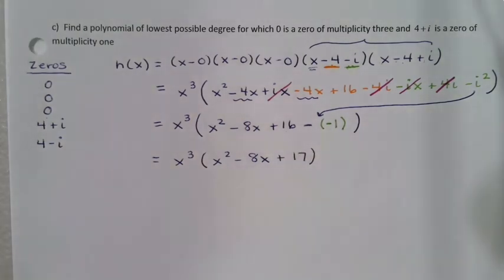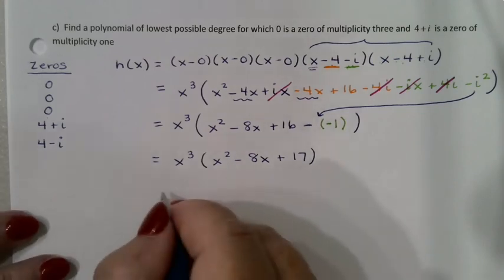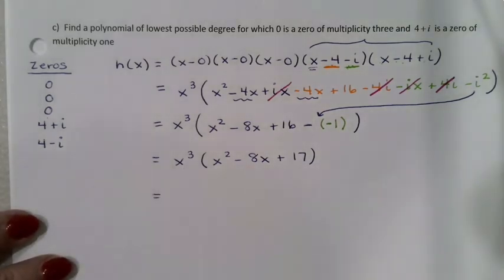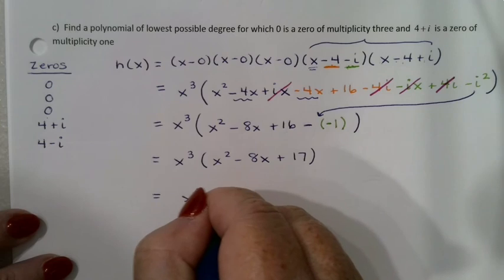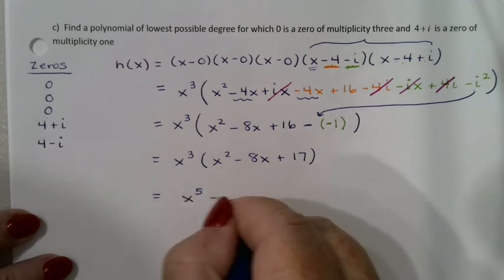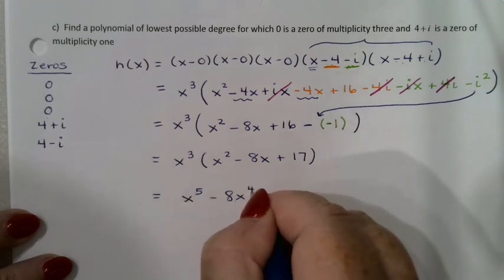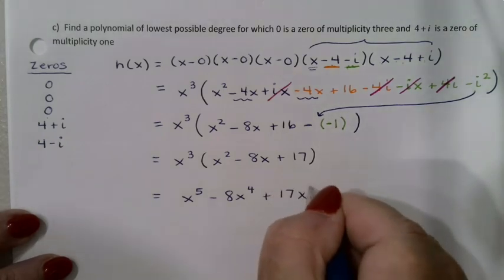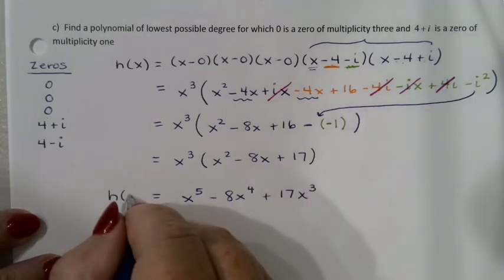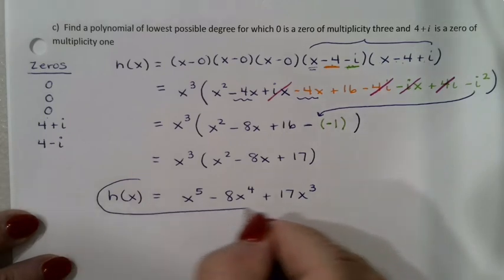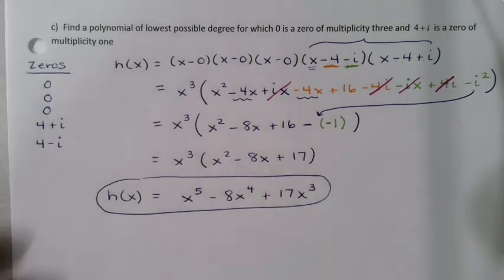in my parentheses. And to finish now, all I have to do is distribute my x cubed. So x to the 5th minus 8x to the 4th plus 17x to the 3rd. Okay. So that's how you can use clues from multiplicity and conjugates to build a polynomial if you're given the zeros. All right, that brings us to the end of section 4.4.